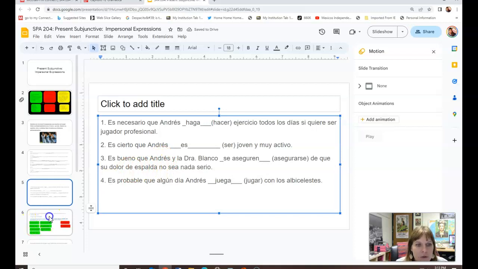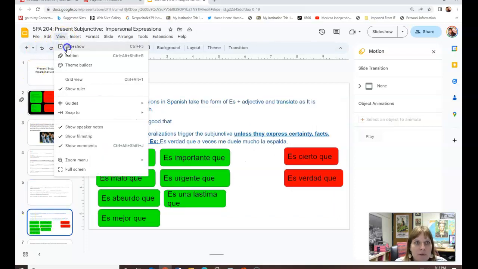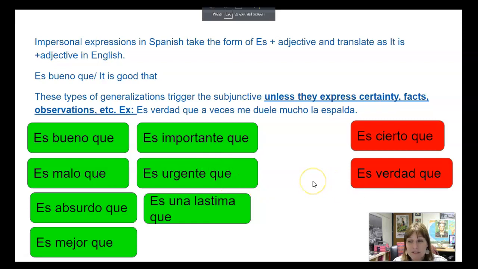Okay, so a couple of points about expressing impersonal expressions using the subjunctive. Thankfully, the subjunctive doesn't change. You put it in the yo form, you drop the O, and you add the opposite endings. That's something we've been doing for the last 2 weeks. This is just a little bit different, to pay attention to the fact that impersonal expressions in Spanish take the form of es plus adjective and translate as it is plus adjective in English. So es bueno que would be it is good that. Es absurdo que, it is absurd that. Es malo que, it's bad that. These types of generalizations trigger the subjunctive unless they express certainty, facts, observations.